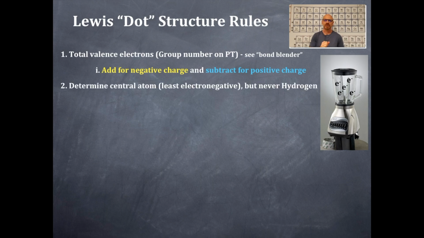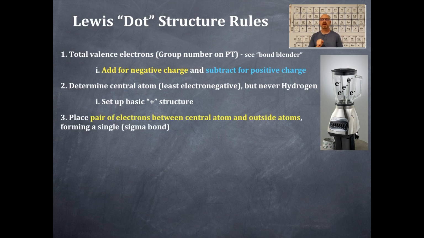Okay, number two, we're going to determine the central atom, and that is the least electronegative element. That is the one that is furthest from fluorine, but it is never hydrogen. Okay, and we're going to set up our basic plus-like structure with our central element right in the middle of the plus. Okay, number three, we're going to place electron pairs between the central atom and the outside atom, and that will form a single bond.